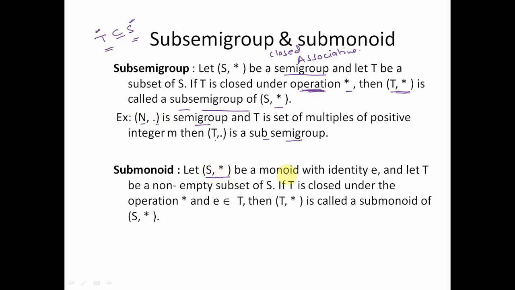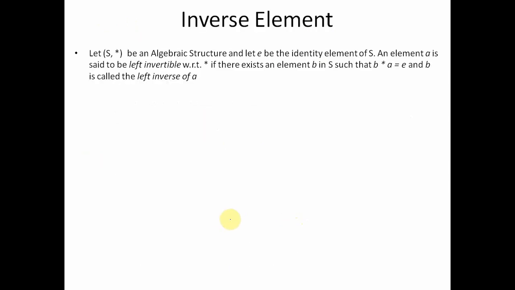Let (S, *) be a monoid. When I say monoid, I mean it should be closed, it should be associative, and there should be an identity element E. Let (S, *) be a monoid with an identity element E, and let T be a non-empty subset of S. If T is closed under the operation star and if the identity element E belongs to T, then (T, *) is called a submonoid of (S, *).